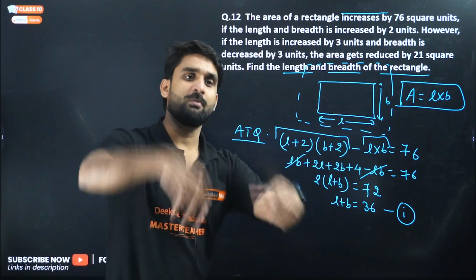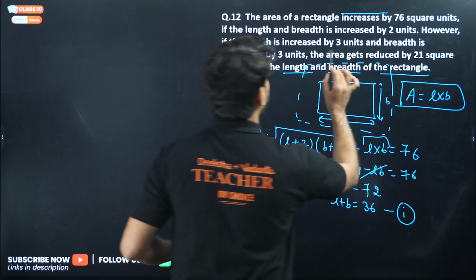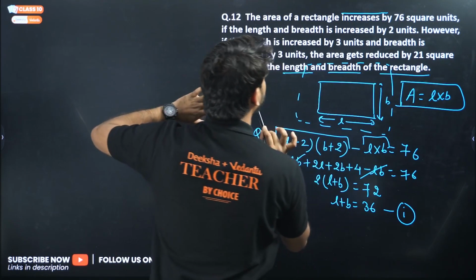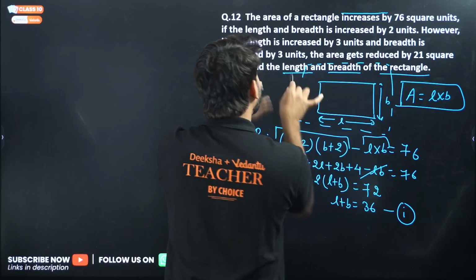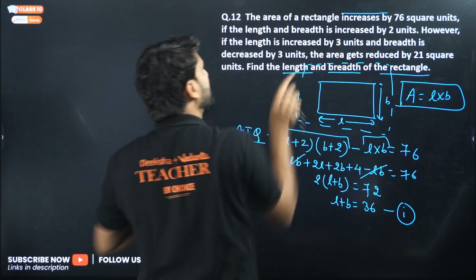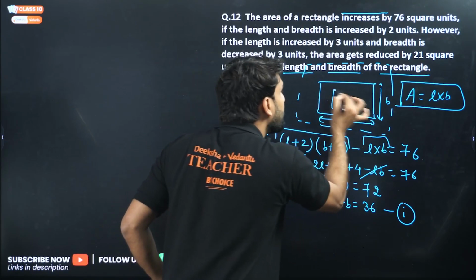But we are talking about a pair of linear equations. So how many equations should we have? 2 equations. Now read the second statement. However, if the length is increased by 3 and the breadth is decreased by 3 units, the area gets reduced. Now the area is reducing.